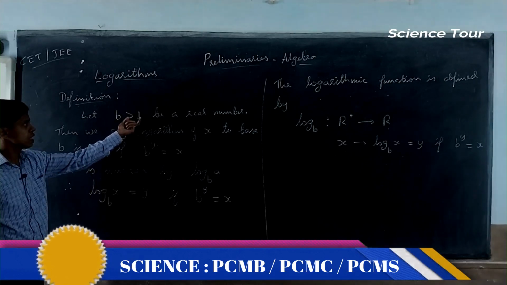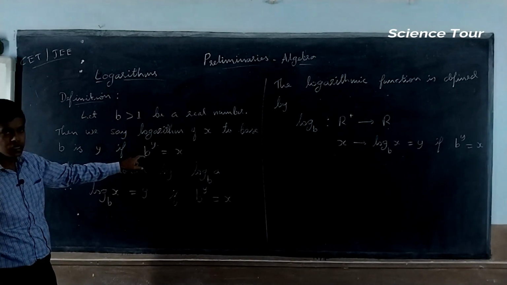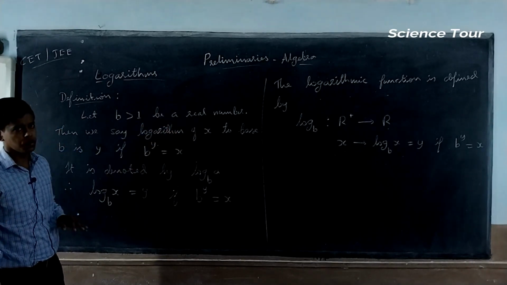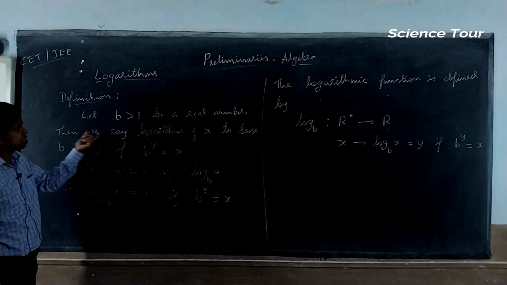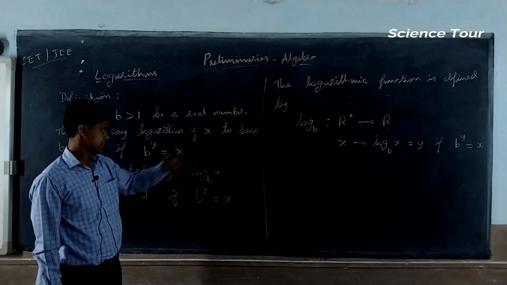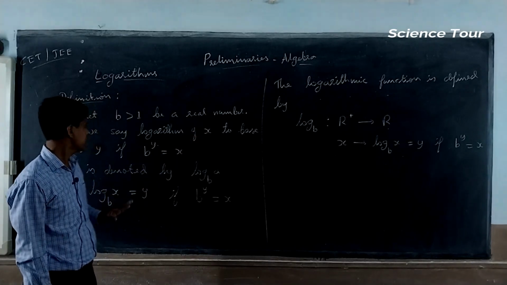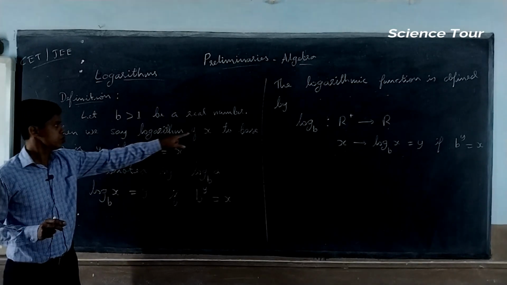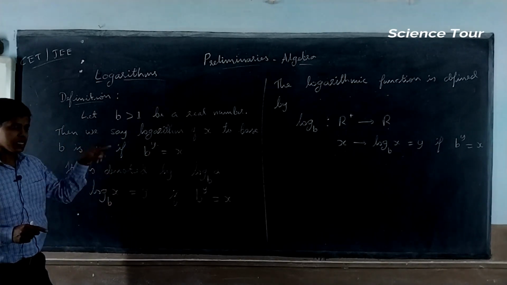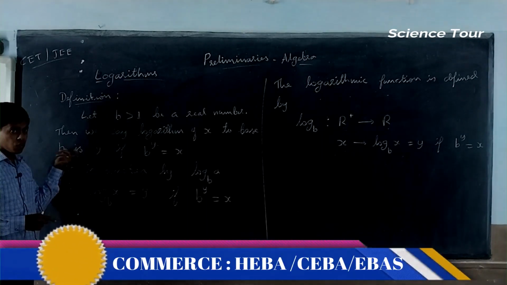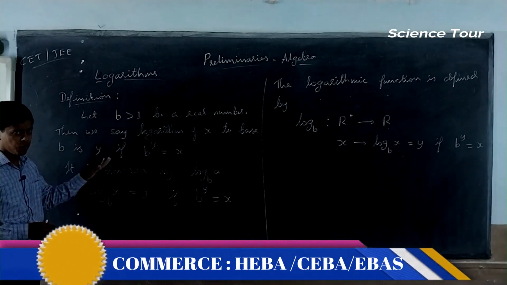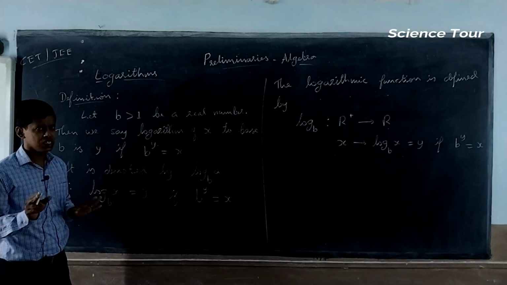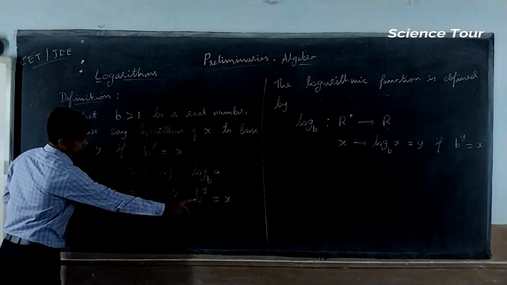Let b be a real number greater than 1. Understand, this quantity must be greater than 1. Then we say logarithm of x to base b is y. Understand the sentence: logarithm of x to the base b is equal to y if b to the power y is equal to x.